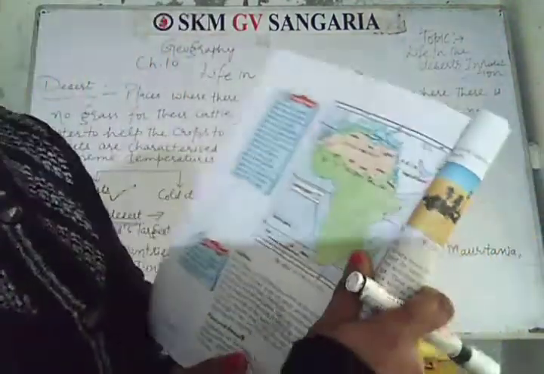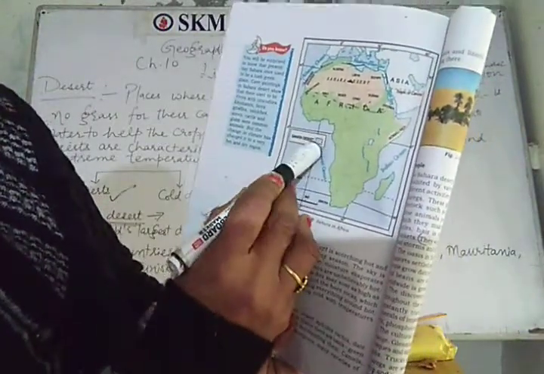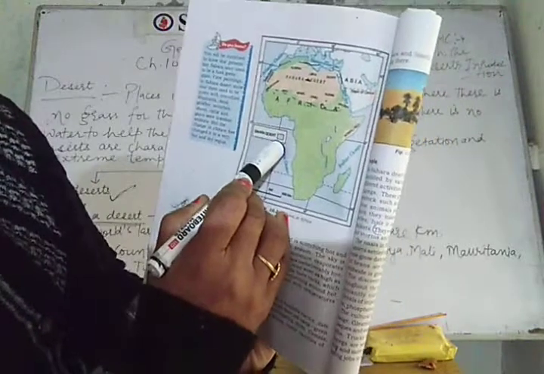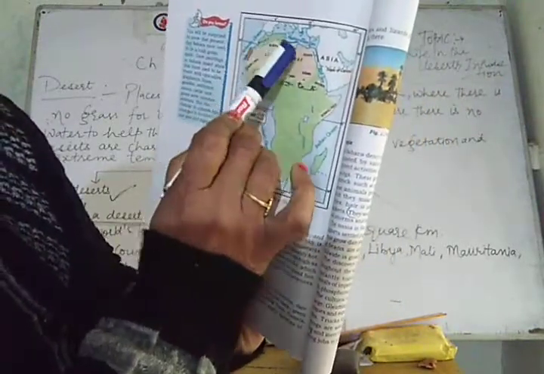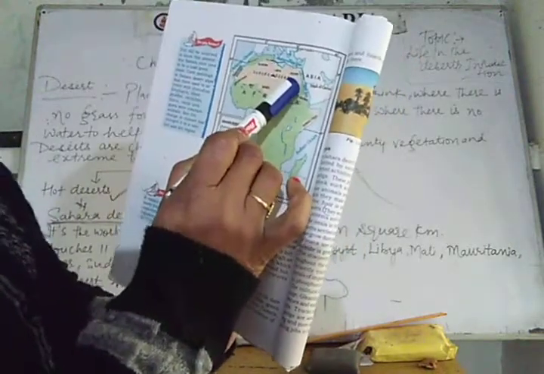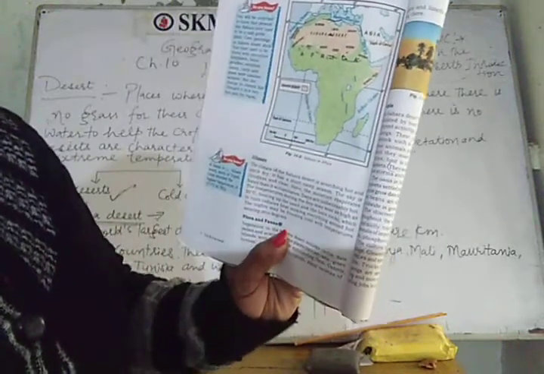Here, students, this is a symbol for showing these brown parts. So these countries are found in the Sahara Desert. Okay.